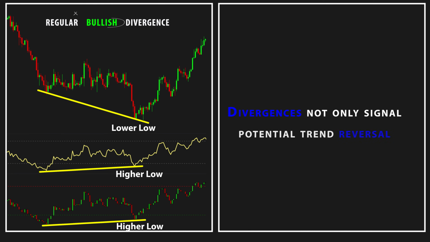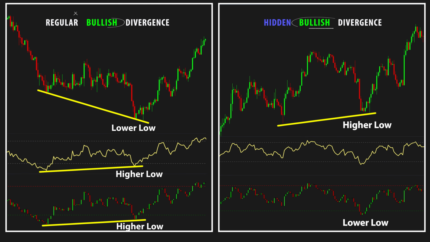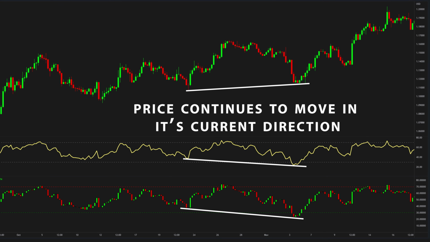Divergences not only signal a potential trend reversal, there is another type of divergence. We just learned regular bullish divergence is when the price makes a lower low at the same time the oscillator makes a higher low. I switch these conditions, now the price makes a higher low at the same time the oscillator creates a lower low. Usually you can spot this kind of divergence during an uptrend. So this is a hidden bullish divergence. Hidden divergences tell us the price continues to move in its current direction.